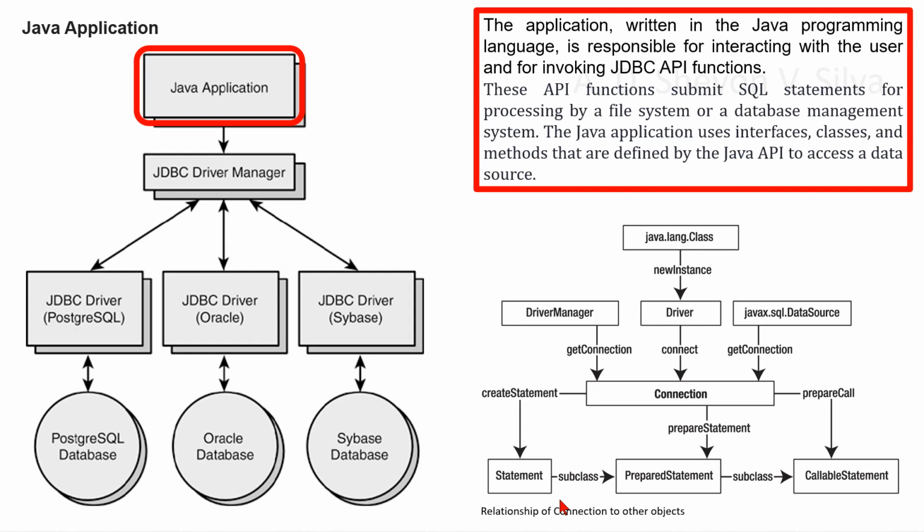Interface Statement in package java.sql in module java.sql. The object used for executing a static SQL statement and returning the results it produces. Interface PreparedStatement in package java.sql in module java.sql. An object that represents a precompiled SQL statement.